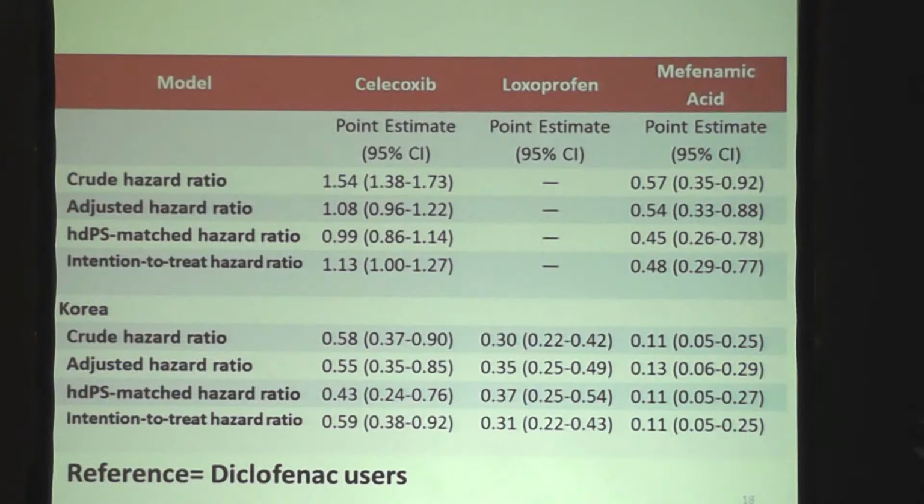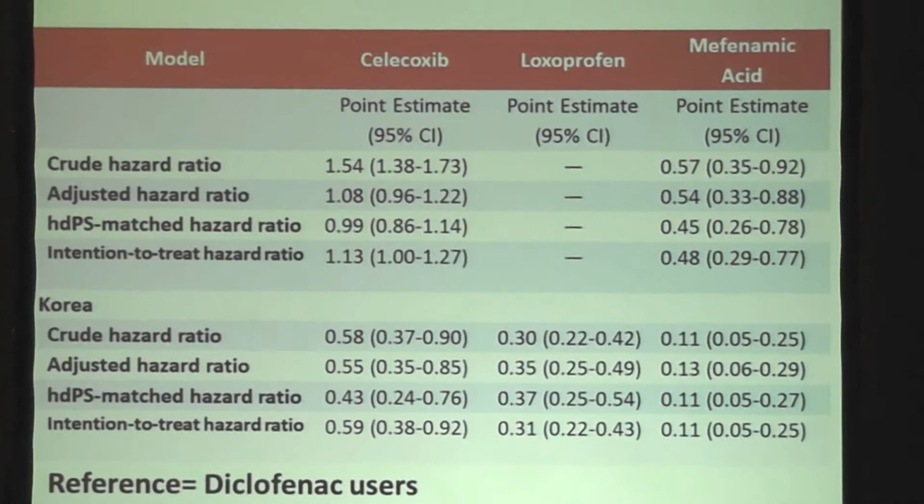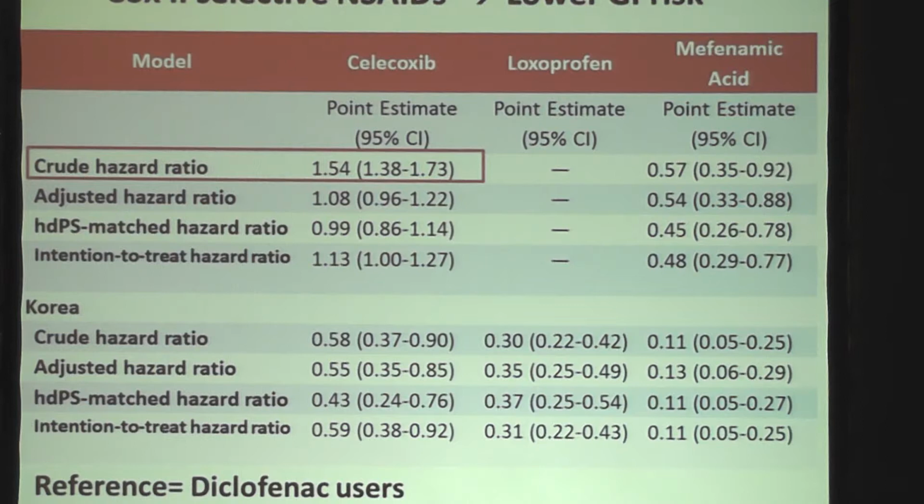So let's move to the survival analysis. We performed a Cox proportional hazards model, and I just want to call your attention to this one. This is the COX-2 selective inhibitor, which theoretically, because of the mechanism of action, should have a lower GI risk, right? But you'll find the risk was higher in Taiwan.